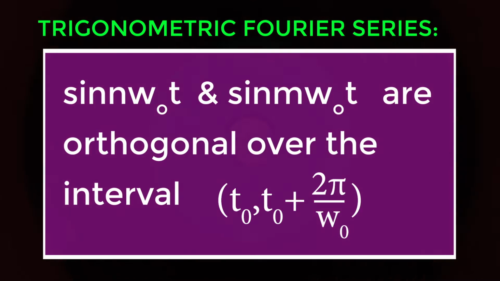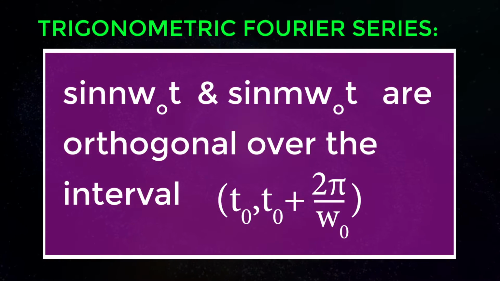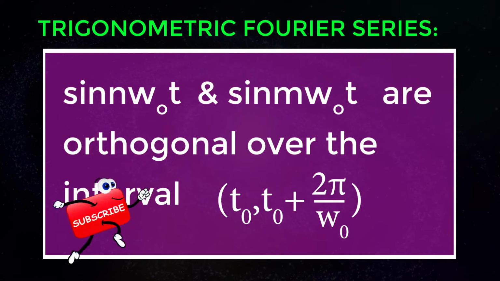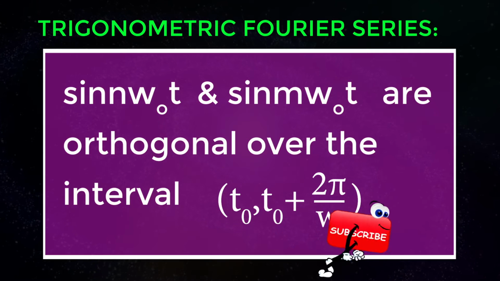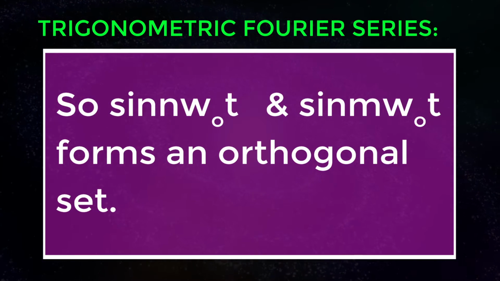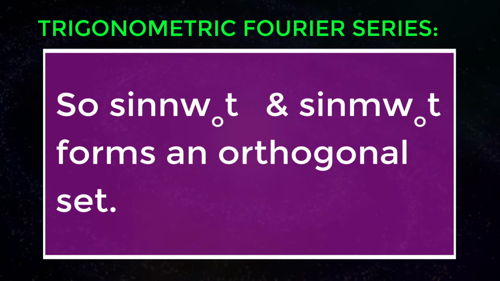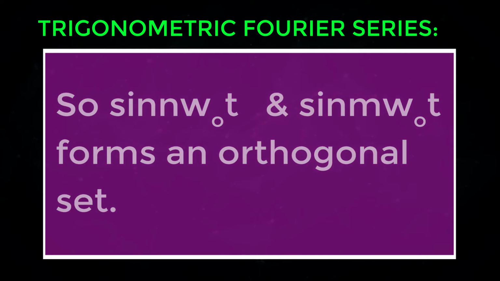Sin n omega naught t and sin m omega naught t are orthogonal over the interval t naught to t naught plus 2 pi by omega naught. So sin n omega naught t and sin m omega naught t form an orthogonal set.